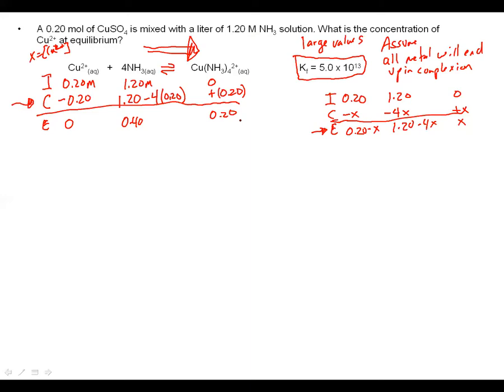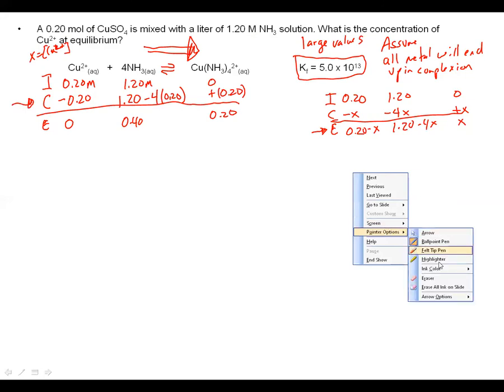We make that assumption that all of the metal should be tied up in the complex ion, so we use the metal as the change. And we also put the concentrations in and then use the numbers here to get the numbers at equilibrium. Any questions up until that point?